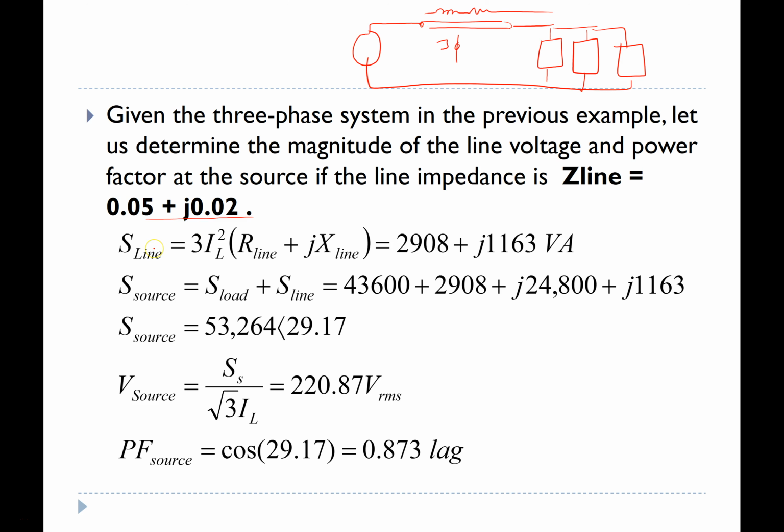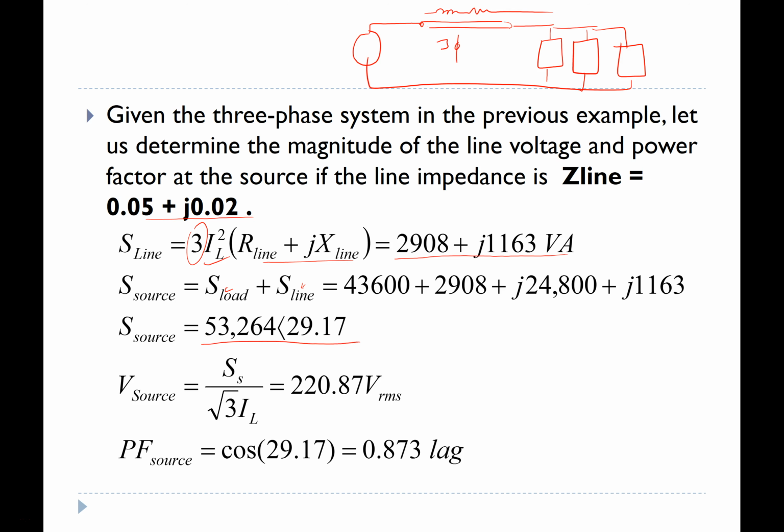So we have the power dissipated in the line is 3 times, because there are 3 lines, one for each phase, IL squared. Remember, IL is the line current by the line impedance. So we have I squared Z, which is the power, multiplied by 3, and this is the result we get. So we simply add this power, which is the line power, to the load power we already calculated, the aggregate load power, and that gives us this value here.